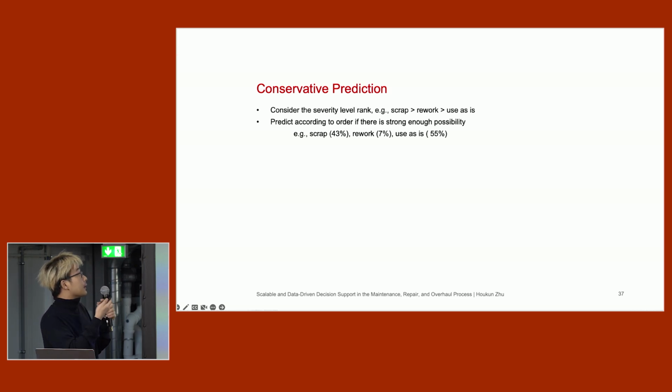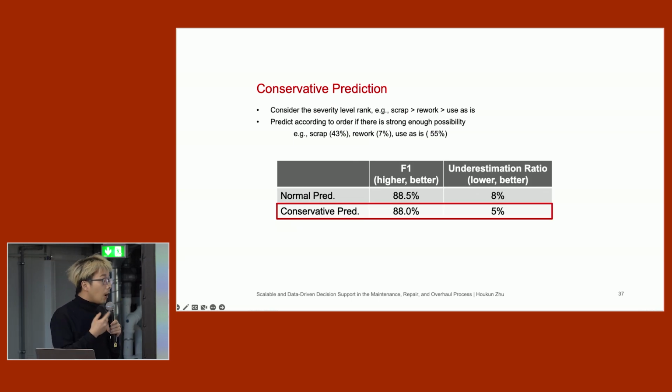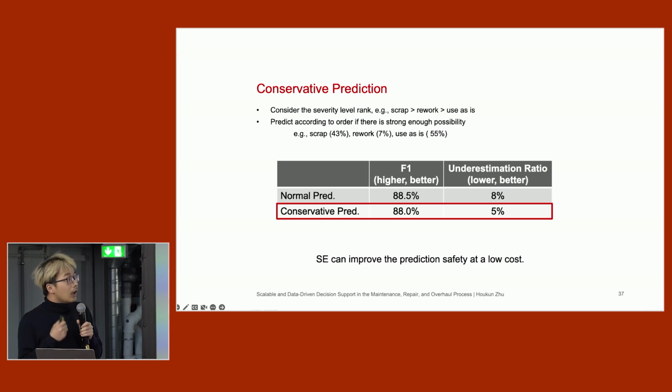Because of this preference, it turns out, as you can see in this table, our results show that our conservative prediction can improve the underestimation ratio from 8% to 5% at only a cost of 0.5% of F1 score, which is a combination of accuracy and precision. So Smart Export can improve prediction safety at low cost.